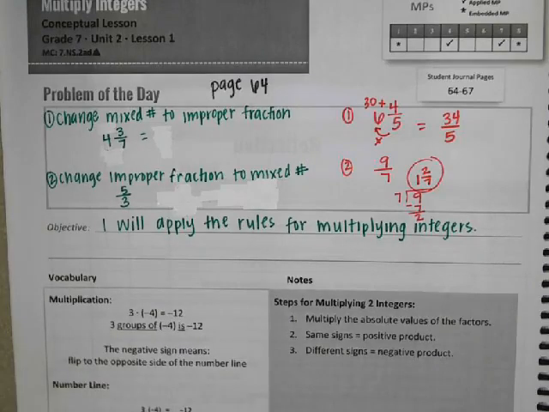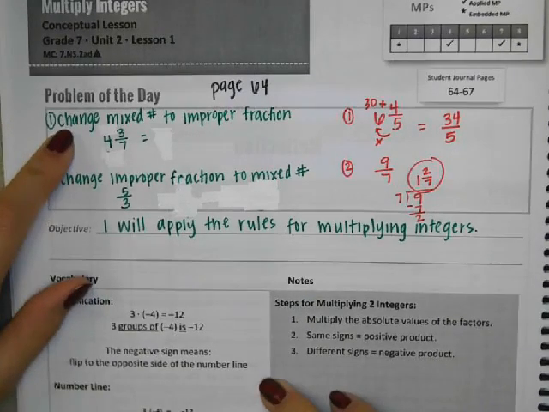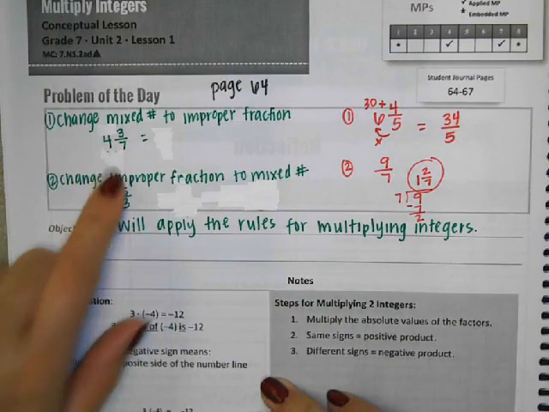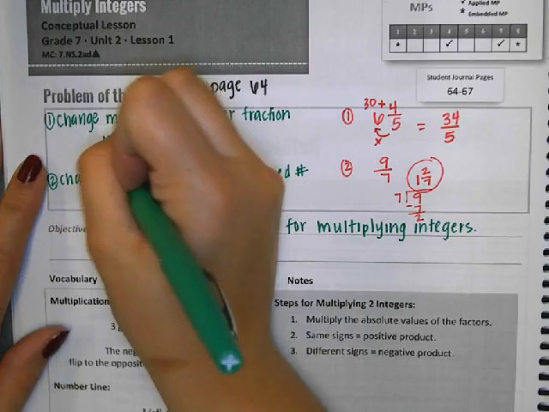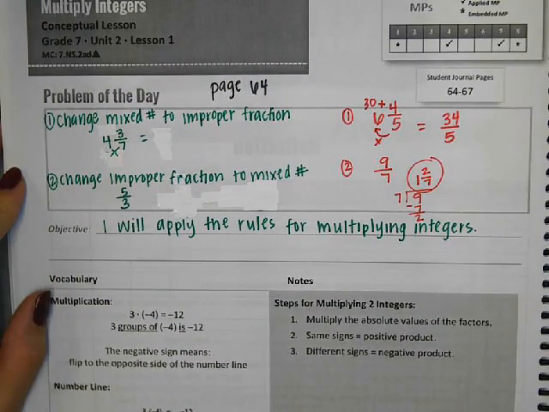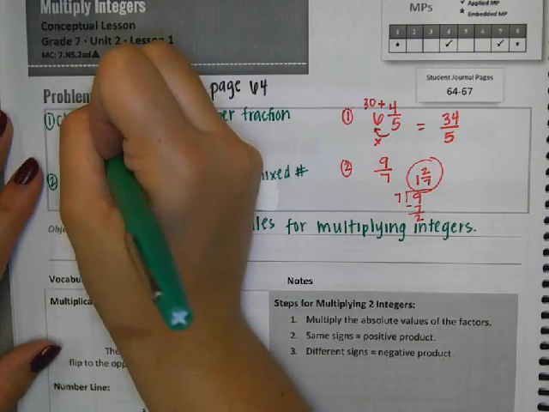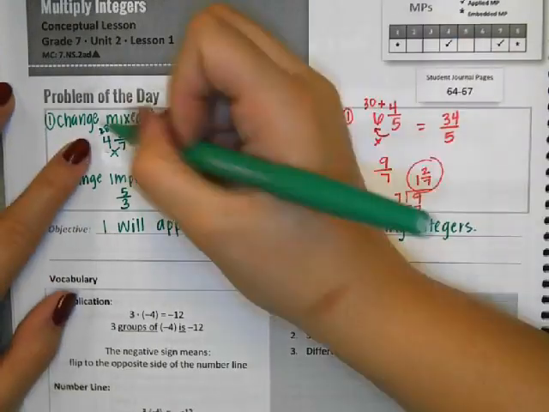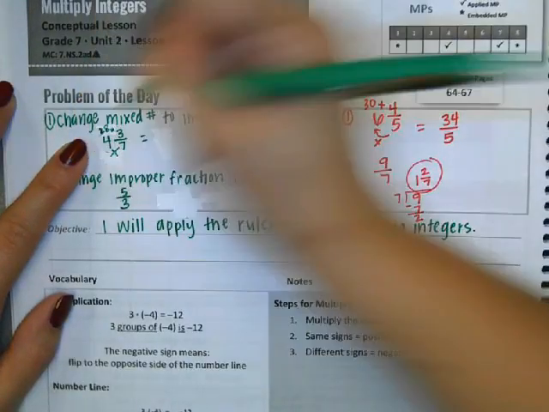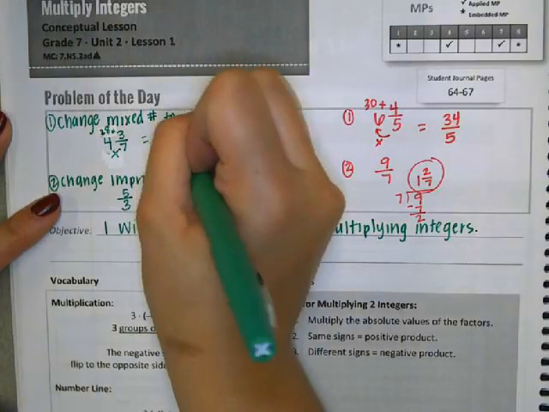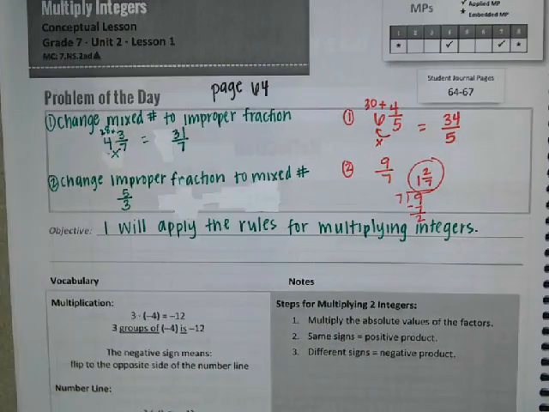Okay, so now you are checking your work. So we're going to change the mixed number to an improper fraction. To do this, I'm going to multiply my denominator times my whole number, 7 times 4, which equals 28. Then I'm going to add 28 plus my numerator. 28 plus 3 is 31. And I'm going to keep my same denominator, so 31 over 7 is my improper fraction.